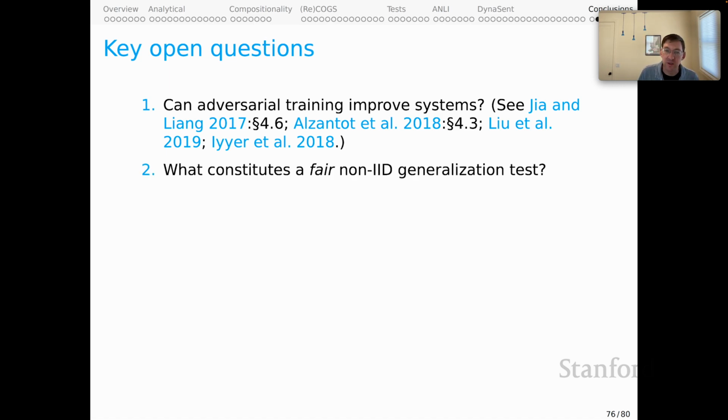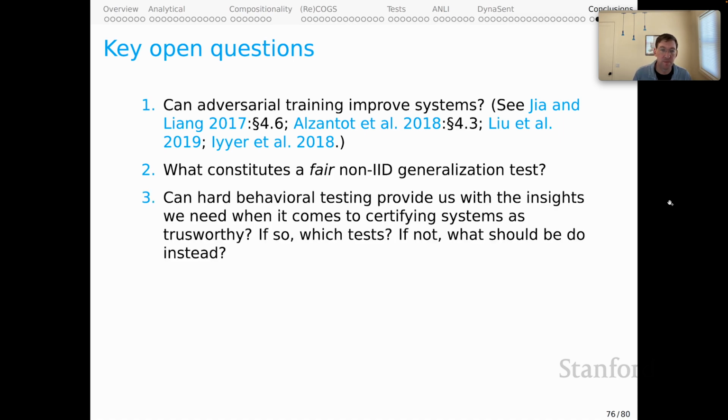What constitutes a fair non-IID generalization test? I introduced this notion of fairness when we discussed the analytic considerations around all these behavioral evaluations, and then this became very pressing when we talked about why some of the COGS and ReCOGS splits are so difficult. The question arises whether it's even fair to be asking our machine learning systems to generalize in particular ways that might nonetheless seem pretty intuitive for us as humans.